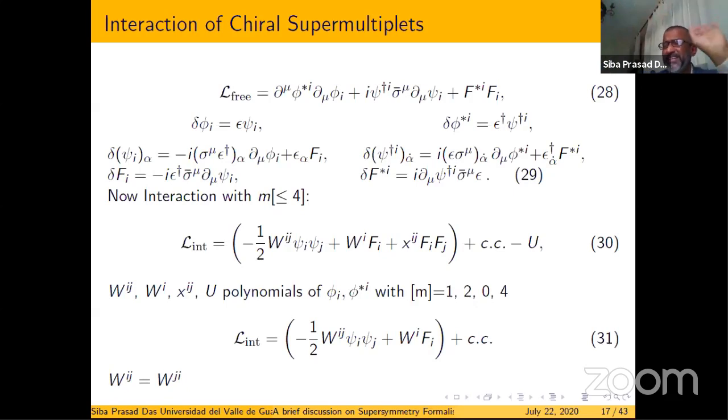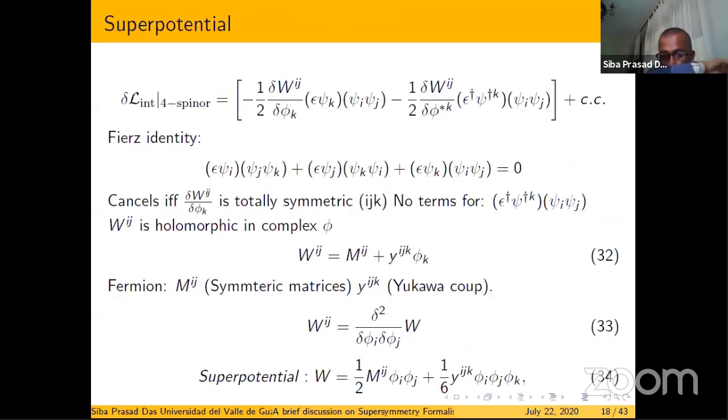That means this is ij symmetric. So this gives me the Fierz transformation of the fermionic fields. That also tells me that W_ij is symmetric for the ij indices. And now we take the supersymmetry transformation of the Lagrangian, piece by piece.